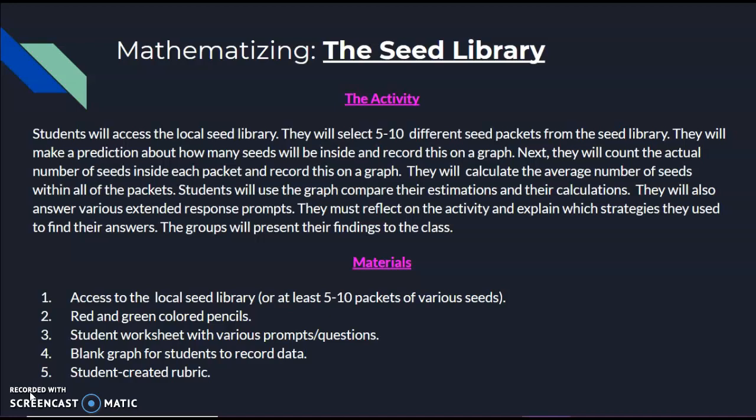I also included a list of materials, which includes access to a seed library, red and green colored pencils just to help them differentiate on their graph, a student worksheet with their prompts and questions, a blank graph for the students to record their data, and a student-created rubric, which I think is extremely helpful. This is what I would use to grade them, and when the students create the rubric themselves, it helps them understand their expectations for the activity.